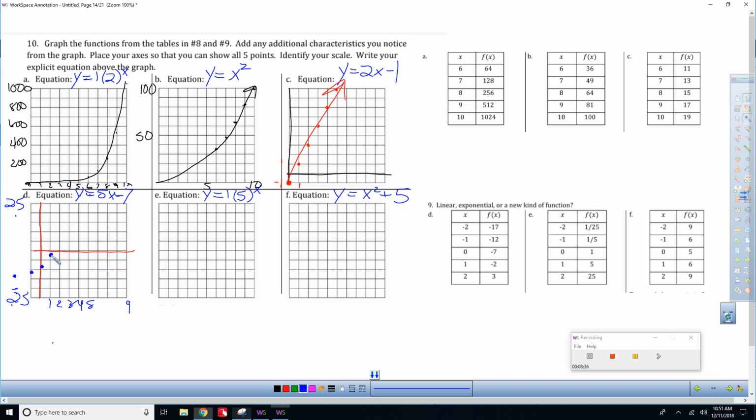Why aren't these lining up? -17. That's the problem. Hold on. All right. -1, -12. Okay, that's kind of close. Make this point a little bigger. All right, now we're doing a little better. -2, -17 would be here. And then 2, 3 is the last one. Right there. Okay, there's that one.